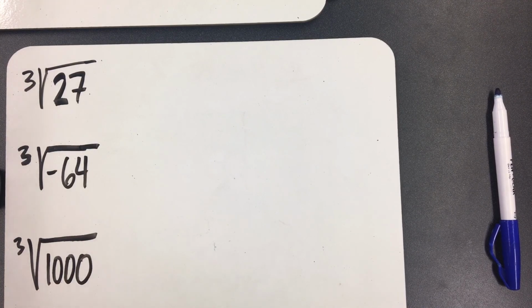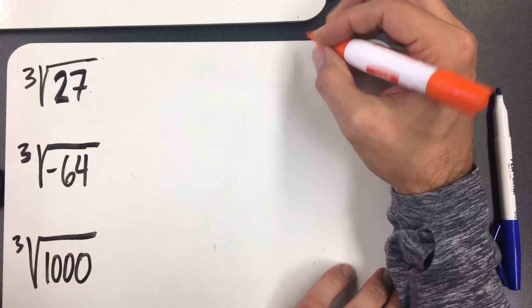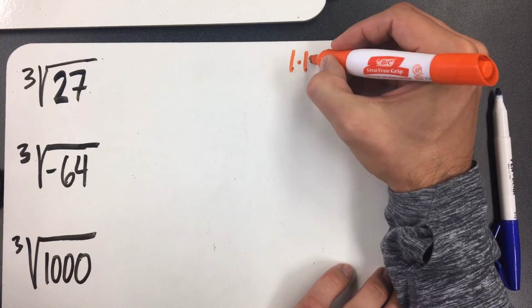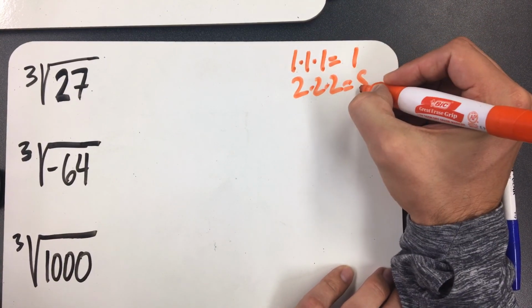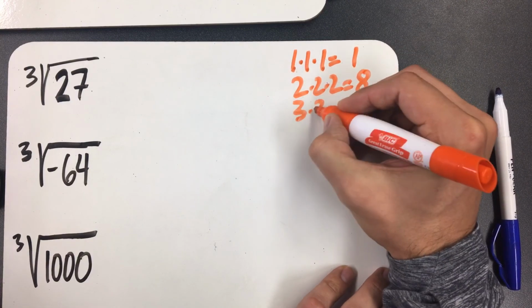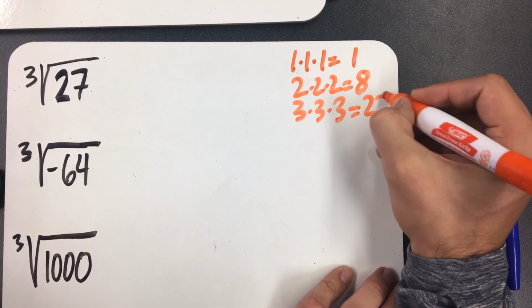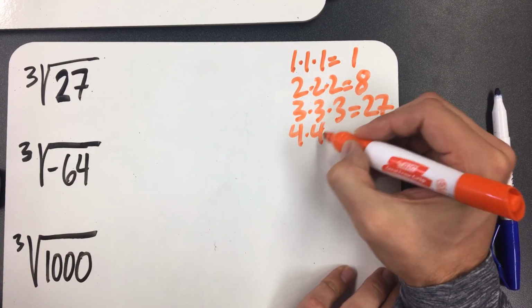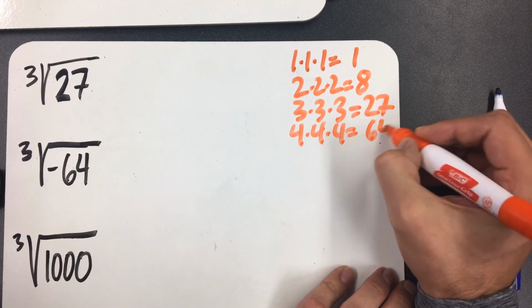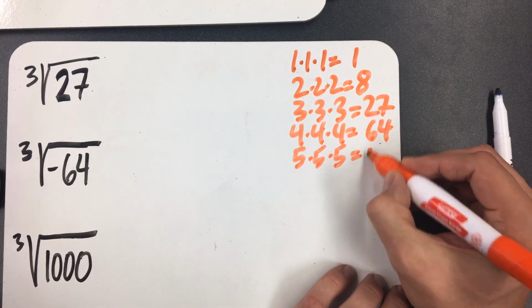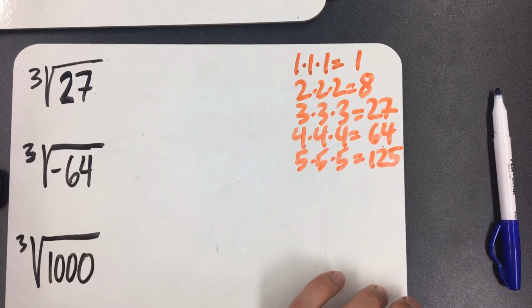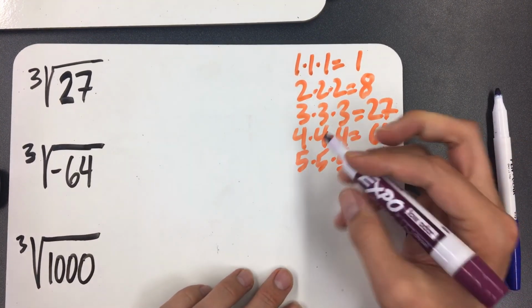I had an awesome student one year who just made a little cheat sheet for herself, and she just did this. She did 1 times 1 times 1. She did 2 times 2 times 2. She did 3 times 3 times 3. Because, let's be real, would I love to use a calculator for this? Of course. But will the state of Missouri always let me use a calculator for these? No. And so I need to be prepared if they give me no calculator.